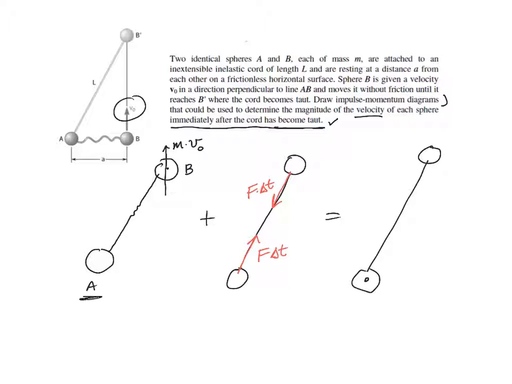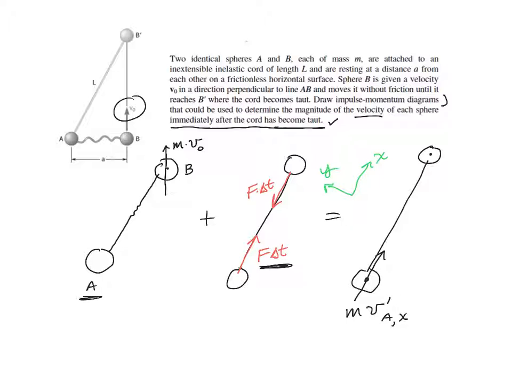So if block A is sitting there and then all of a sudden a force is applied to it in a certain direction, obviously along the cord direction, that would mean that its velocity would be going in the direction of the force. So this would be mv prime A. Before we get a little further, I'm going to go ahead and put a coordinate system on. This would be the x direction. That would be the y direction. So this would be mv prime A in the x direction.